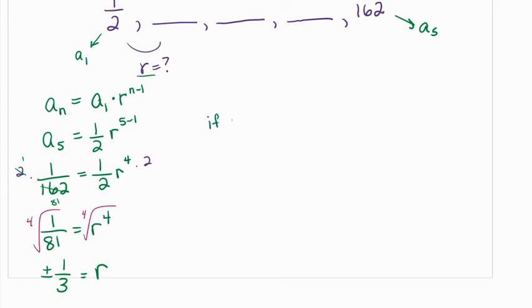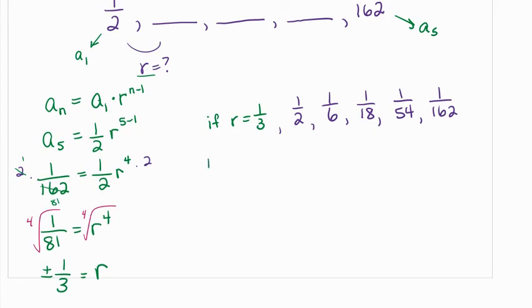So if r is positive 1/3, then our terms would be 1/2, and then we're going to plug in our 3 terms, right? But we're going to multiply by 1/3 each time to get the next term. So 1/2 times 1/3, that would give us 1/6. Multiply by 1/3 again, that gives us 1/18. Multiply by 1/3 again, that'll give us 1 over 54. And multiply by 1/3 again, we get 1 over 162. So the 3 numbers we inserted were 1/6, 1/18, and 1/54.